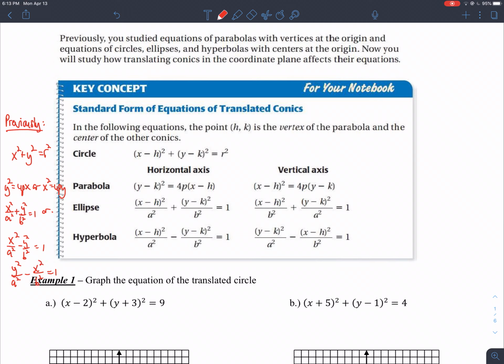The hyperbola is a little bit different from the ellipse. See, for an ellipse, the x is always in the front, and for a hyperbola, the x and the y trade places, and they determine which way the transverse axis goes. All right, so this was everything we've done so far, basically a little summary of chapter 8. Now we're going to look at translating the conic sections.